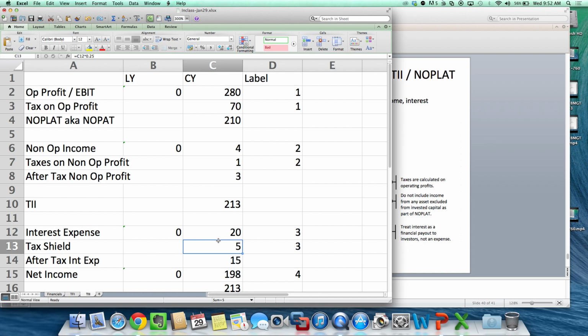You might say, gee, why did we do this? Well, what we're doing is looking at the tax effect on each area of Modigliani-Miller. We're saying the after-tax income from operations is 210. The after-tax profit on non-operating income is 3. The after-tax debt shield, the after-tax cost of debt, is 15. So we're putting the tax impact into its appropriate area, as opposed to having one tax number that is blending multiple areas of the statements.